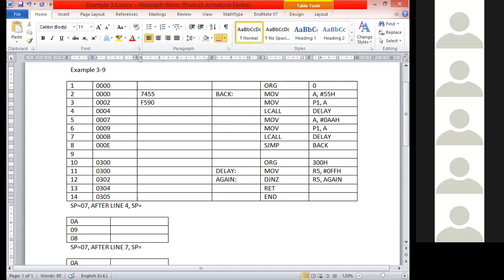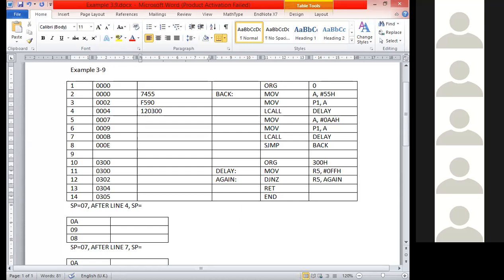This is a straightforward instruction. Now let us see this one, lcall delay. It is a 3-byte instruction, as we have already discussed. The first byte is the opcode, and the first byte is 12. So tell me what will be the next 2 bytes. Try to see the class note, what is written, and then tell me what will be the next 2 bytes of the opcode. 0300. Very good. Exactly.